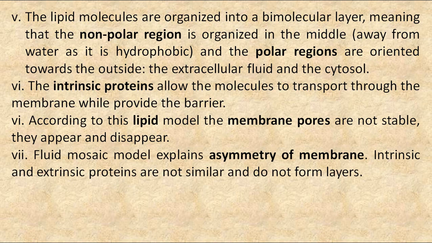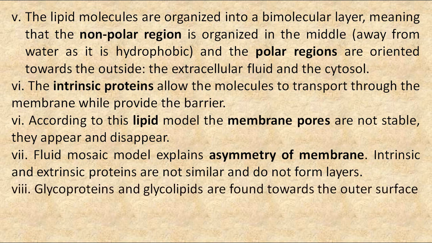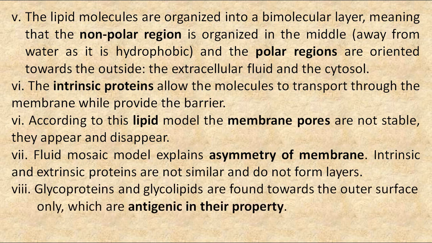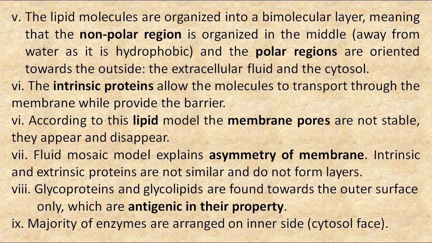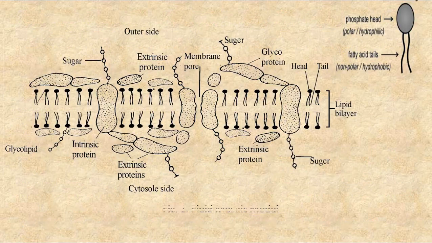Fluid mosaic model explains the asymmetry of the membrane. Intrinsic and extrinsic proteins are not similar and do not form layers. Glycoproteins and glycolipids are found towards the outer surface only, which are antigenic in their property. The majority of enzymes are arranged on the inner side, that is, on the cytosol face.